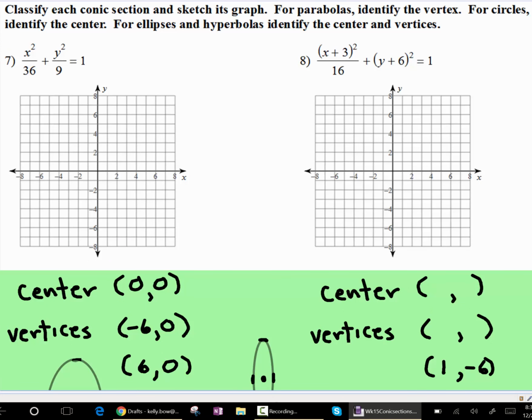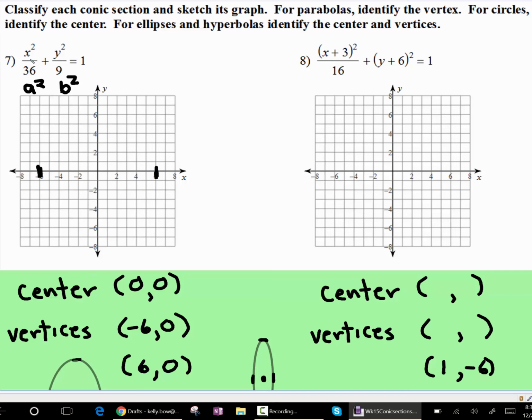For the ellipses, remember, a circle is a special type of ellipse, but for the true ellipses, this is a squared. This is b squared. The square root of 36 is 6. That's how far we go over left and right from wherever the center is.